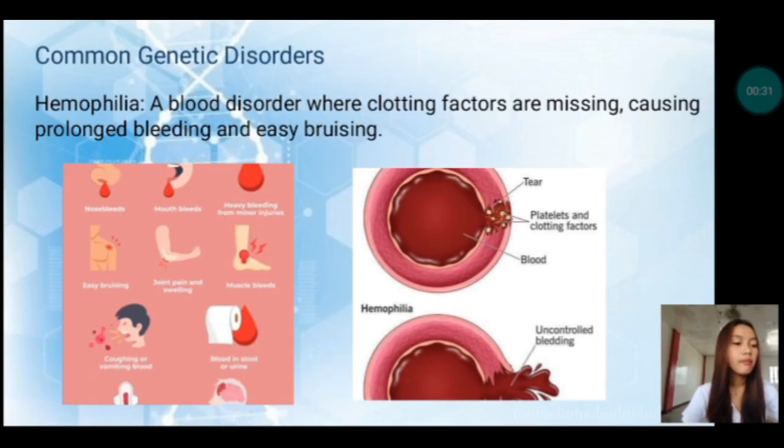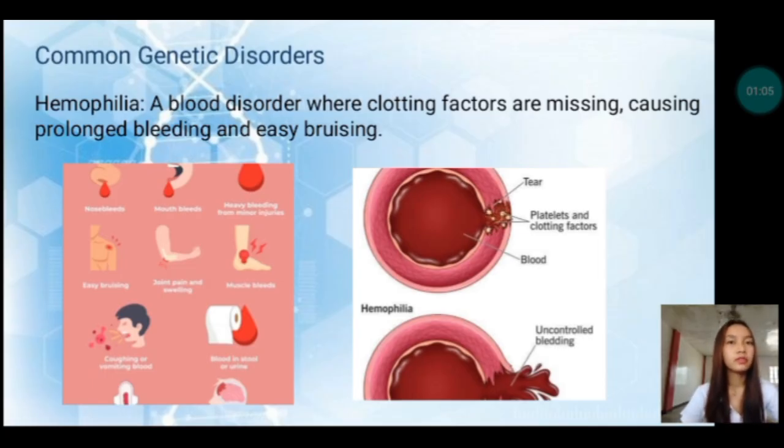So to manage this, treatment is needed to replace the missing clotting factors through injection. With proper care, people with hemophilia can live a normal life, but they need to be extra careful to avoid injury. So that is how we manage this disorder.